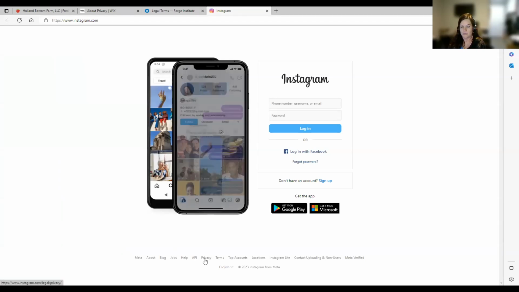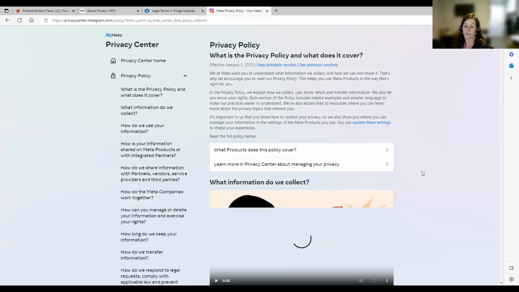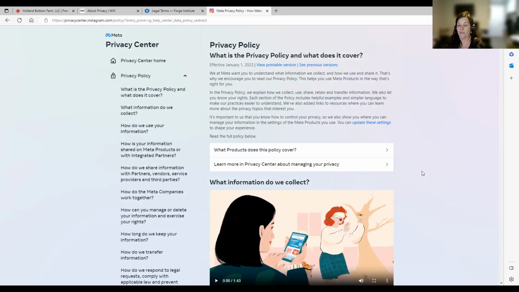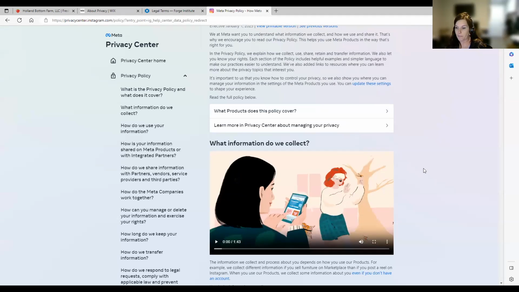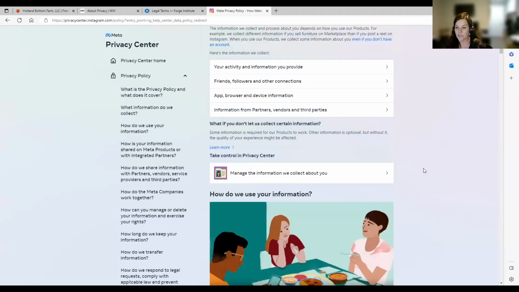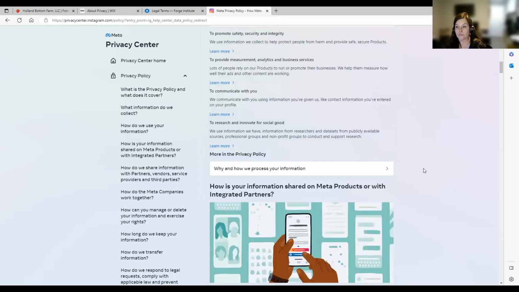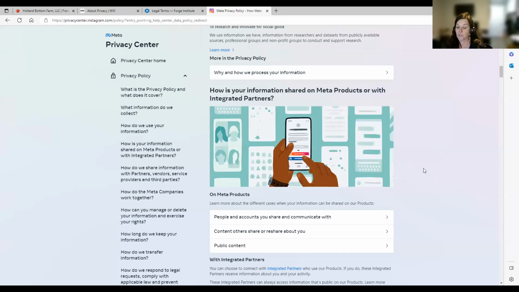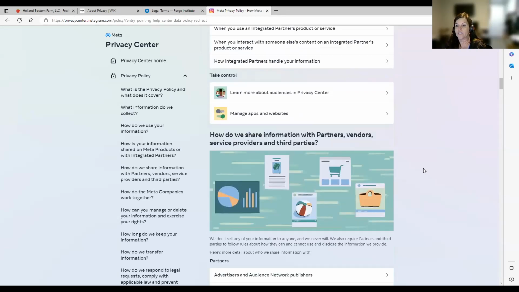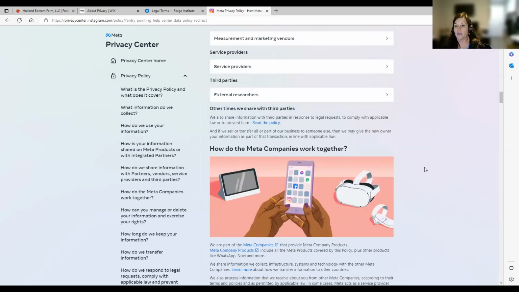And it's here at the bottom, privacy, click on that. And then when you look at their privacy policy, Instagram is part of Meta, and they start out with their privacy policy and what it is and what it covers. And as you go down through, its headings are: what information do we collect? How do we use your information? How is your information shared on Meta or with integrated partners? How do we share the information with partners, vendors, service providers, and third parties, as well as how do Meta companies work together?